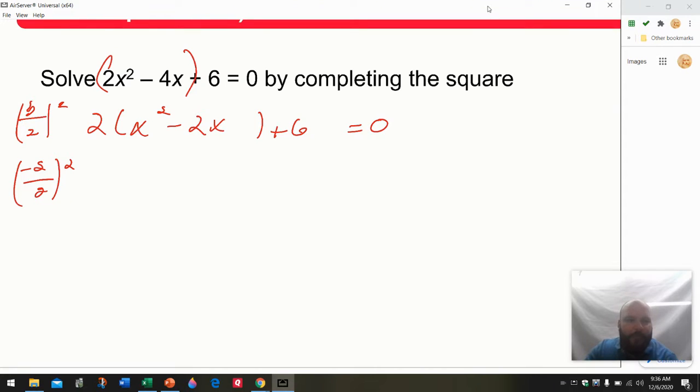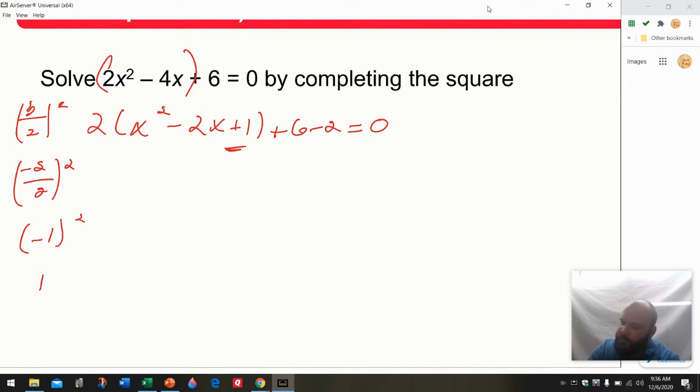Negative 2 divided by 2 is negative 1, and negative 1 squared is 1. So I'm going to write a plus 1 right there, okay? So plus 1 goes right there. But remember, the number that goes right here has to be the opposite of this times this. Okay, so 2 times 1 is 2, and so the opposite of 2 is negative 2. So I'm going to write a negative 2 right there.